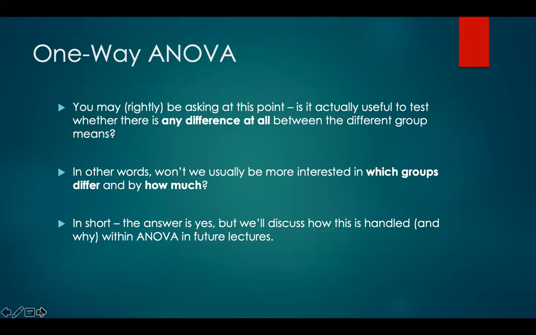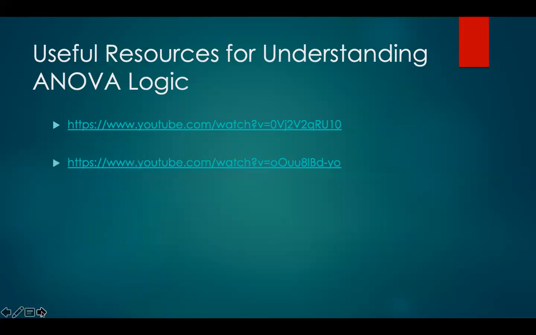So you might rightly be asking at this point, is it actually useful to test whether there is any difference at all between the different group means? In other words, won't we usually be more interested in which groups differ and by how much? In short, the answer is yes, but we'll discuss how this is handled and why within ANOVA in future lectures. Some useful resources for understanding ANOVA logic can be found here.